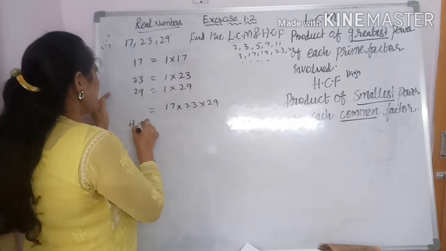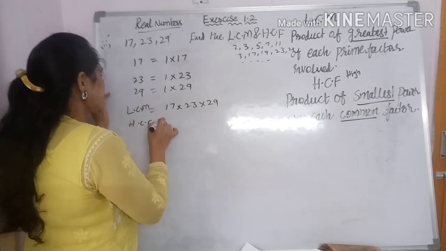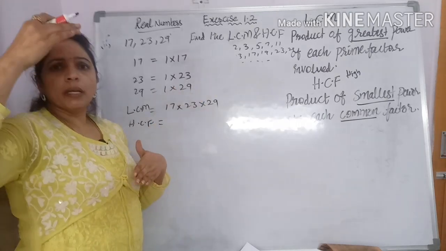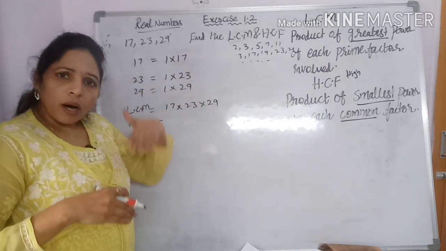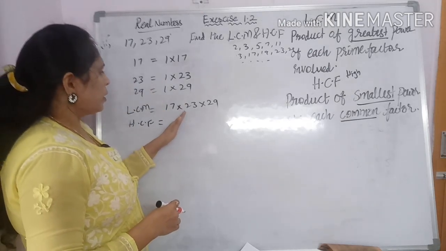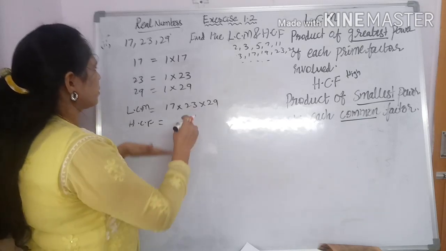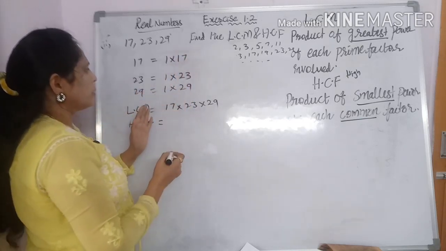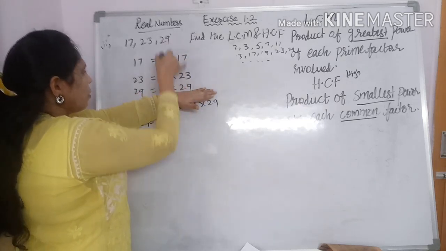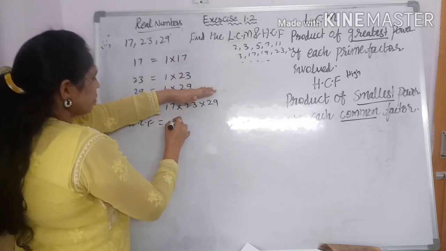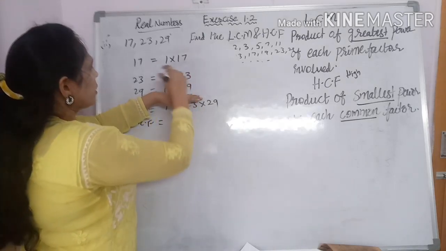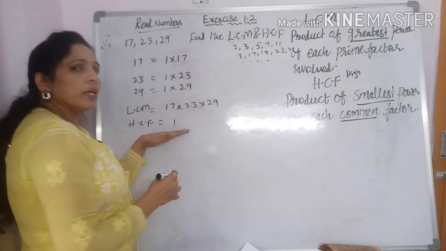This is for LCM. Now HCF. What is our condition? For highest common factor, we should take the smallest common number, the smallest power of each common factor. There are no common factors. See, there is no common number, only 1 is common. So HCF is 1. Understood? There is no common other than 1.